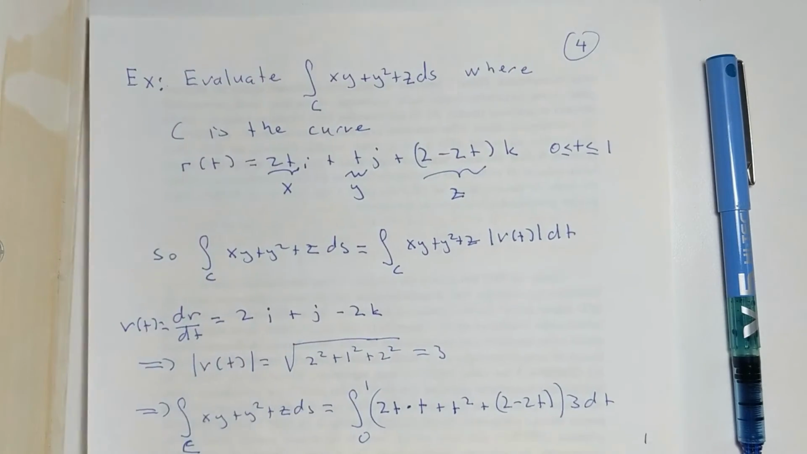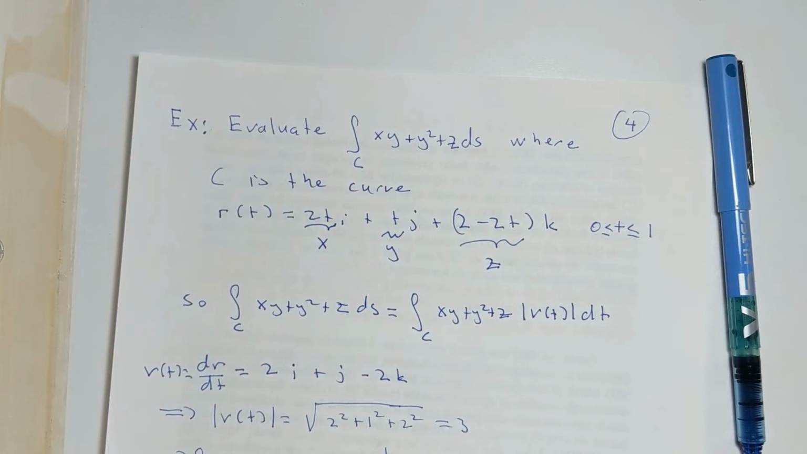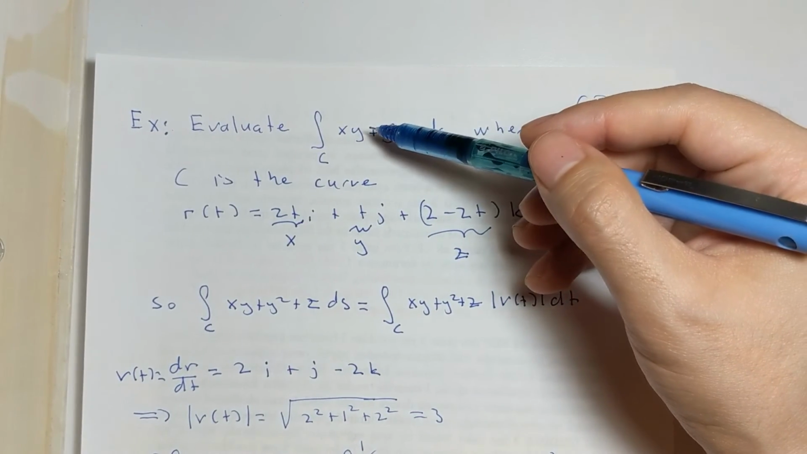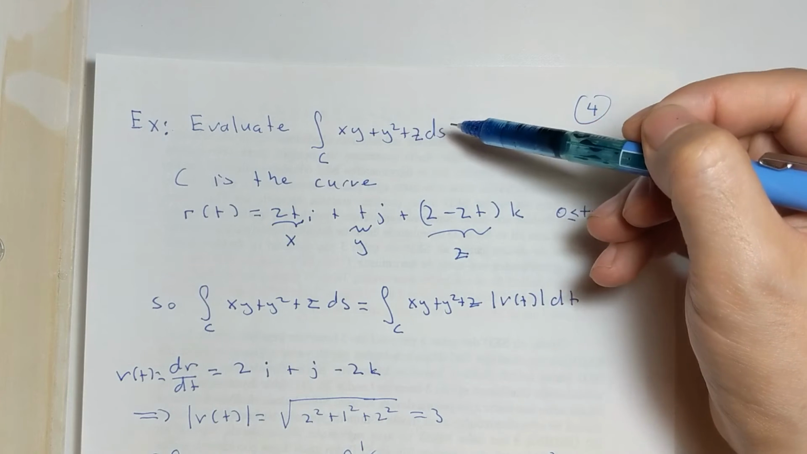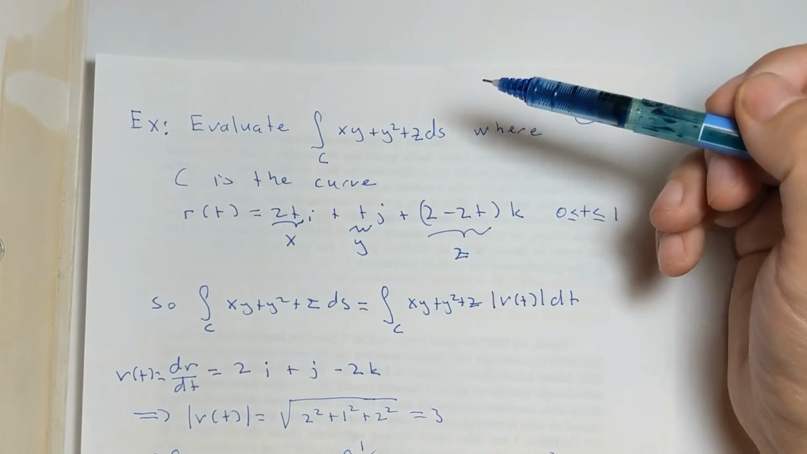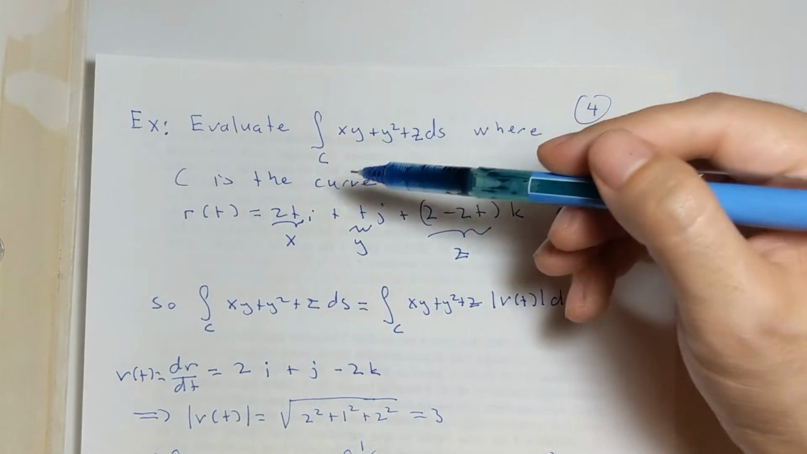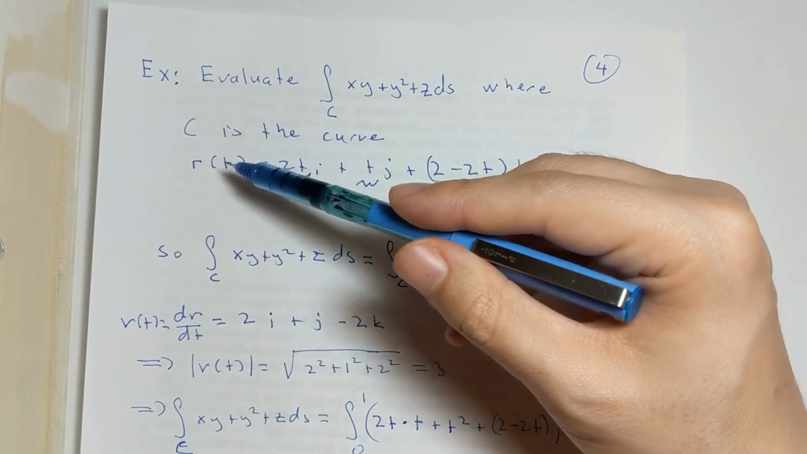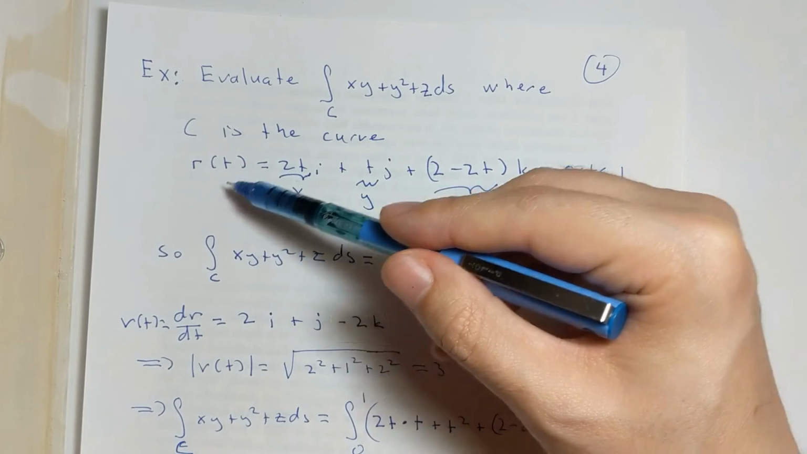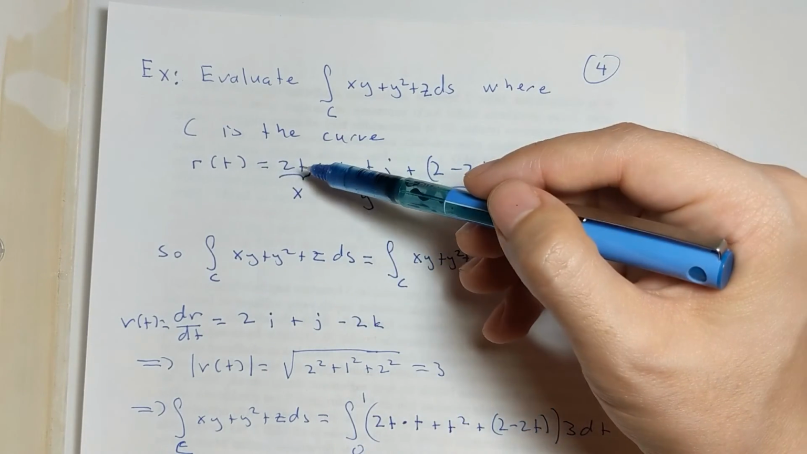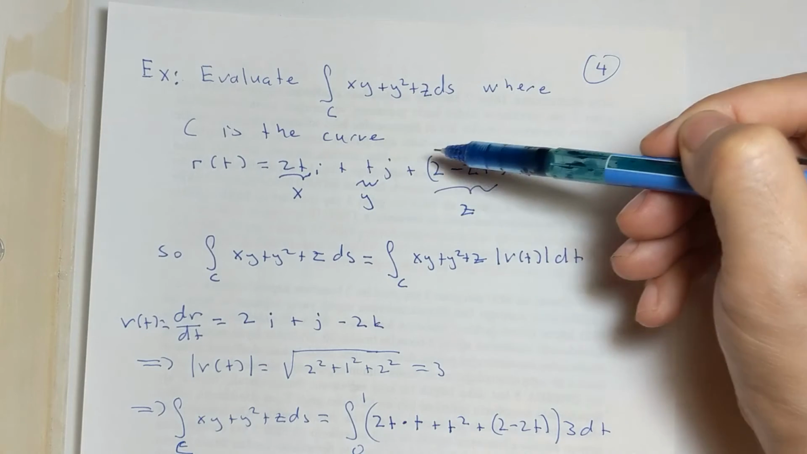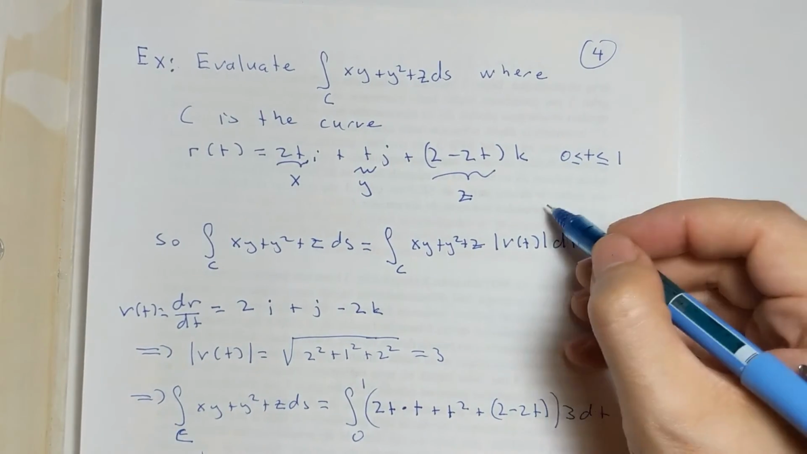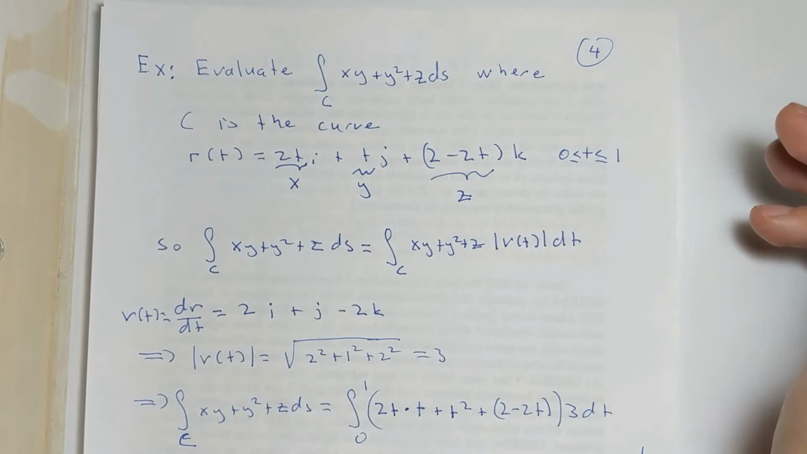Okay, so let's do another example. For this example, we're going to evaluate the function xy squared plus z over this curve C. And what is this curve C? This curve C is parameterized by r of t. Remember, we saw this before. This is the distance from the origin as a vector. So we have 2t i, t j, (2 minus 2t) k as a vector. So it gives the distance vector from the origin.